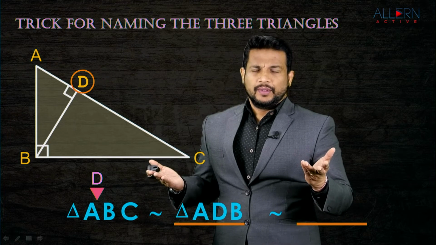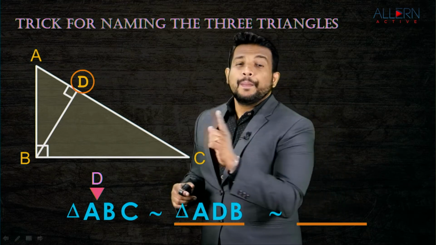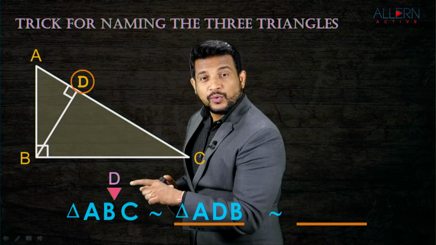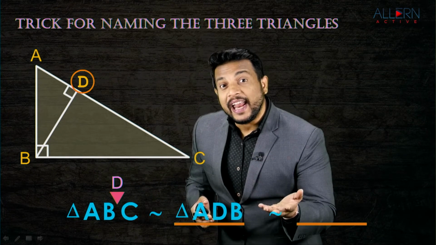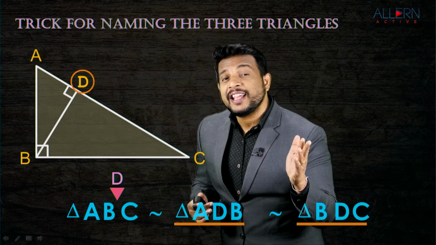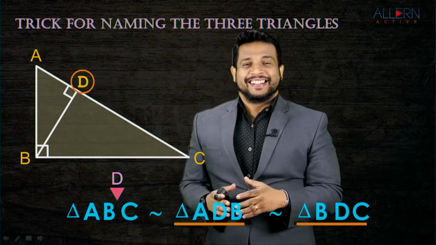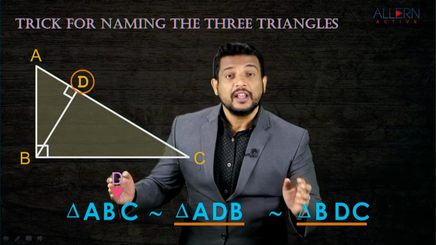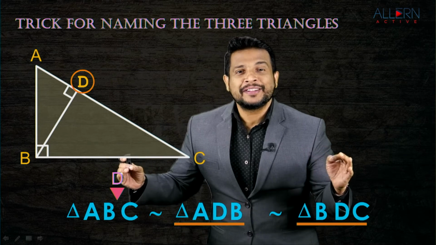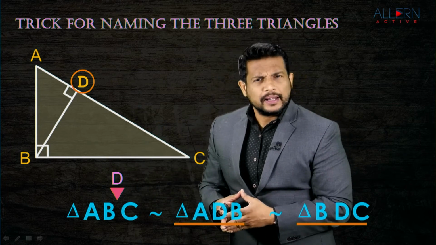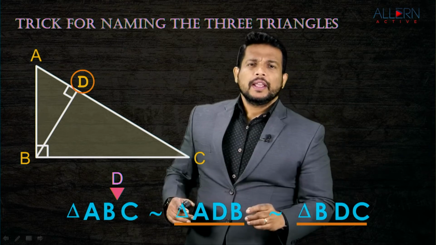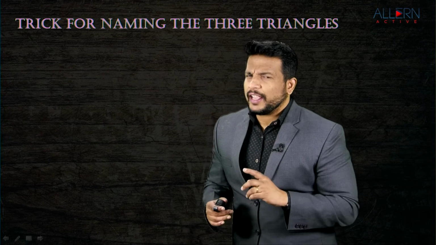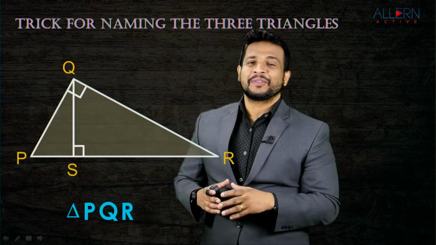That easy. You know what you'll do next? Yes, pick up the same point D and place it between the next two. That means, what's the name of the triangle we get now? BDC. Beautiful. That's the trick. That's the way you write the name of the three triangles similar to each other with one-to-one correspondence between the vertices. Is that easy? Isn't that easy? Very simple, right? Beautiful. Let me give you one more example, and this time you're going to tell me very carefully how you're going to write the name of the three triangles.